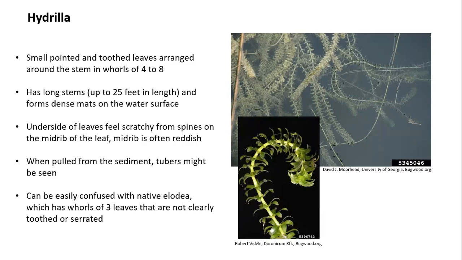And Hydrilla can sometimes be confused with native Elodea, but the Elodea is going to have whorls of 3 leaves, and you're not going to see a real clear toothing or serrated pattern on the leaf margins of Elodea. There's one other plant, another invasive that looks similar to Hydrilla and Elodea to keep an eye out for, and that one is Brazilian waterweed.